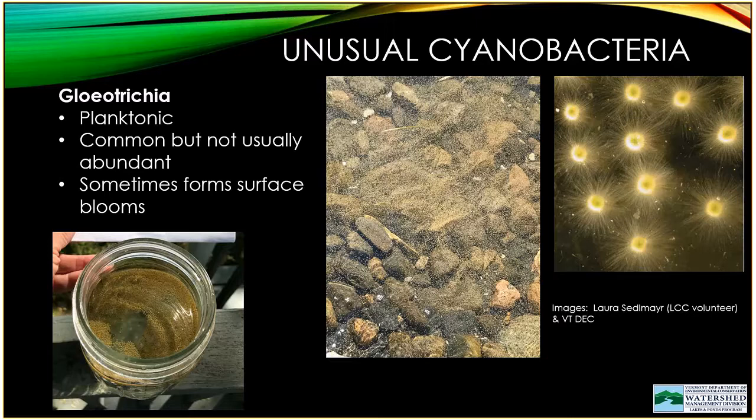So let's talk now about some unusual cyanobacteria that we have had reported to us over the years. The first of these is Gliotrichia. Gliotrichia is common across Vermont. Most people don't notice it unless they're looking closely. The image on the right shows Gliotrichia underneath the microscope.